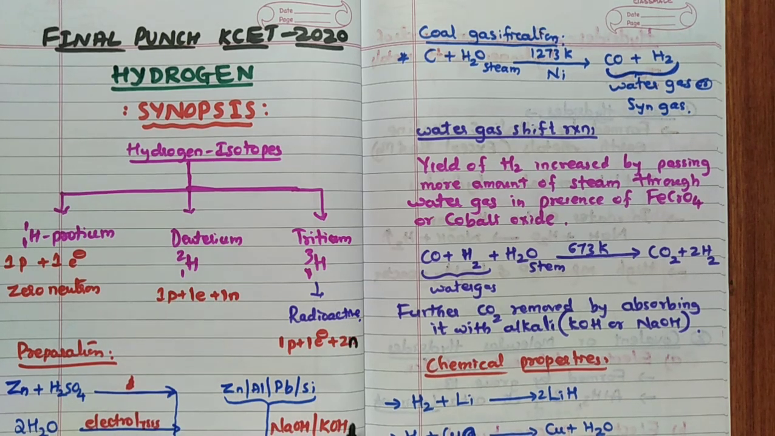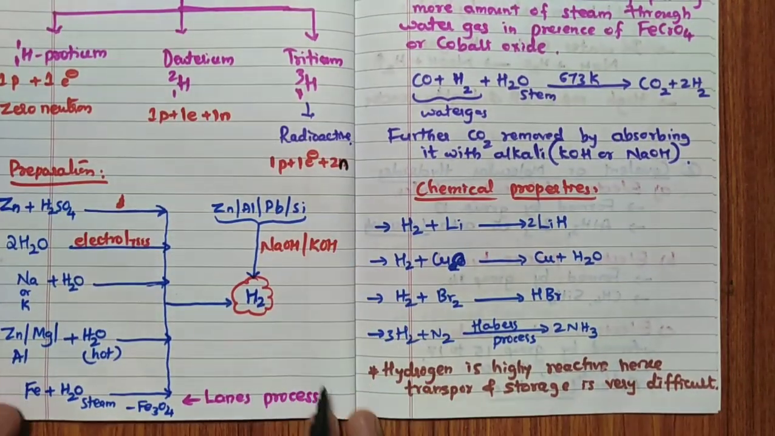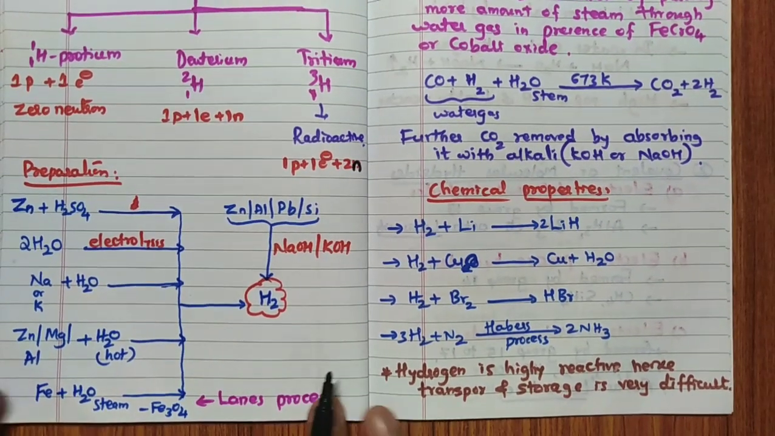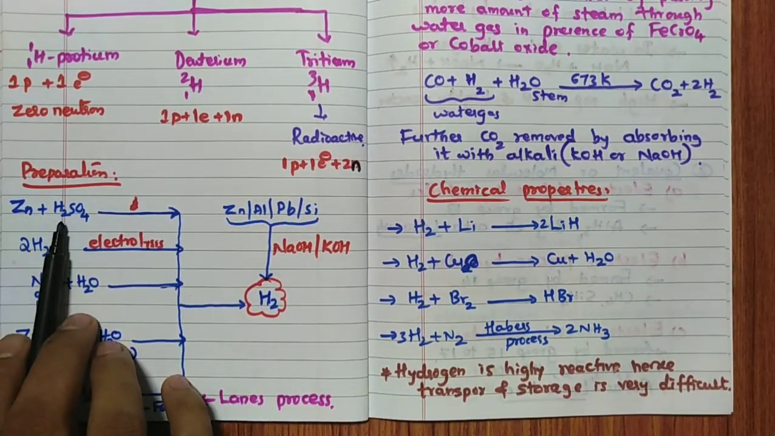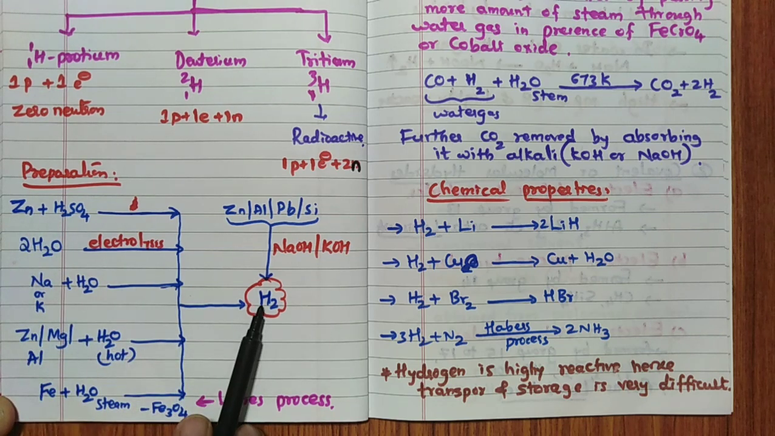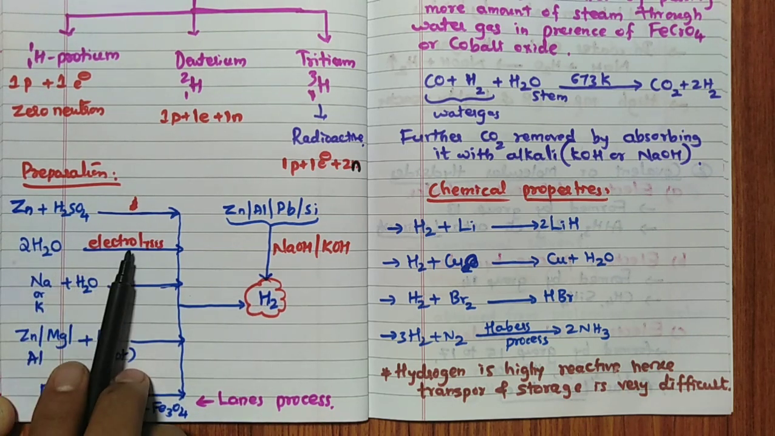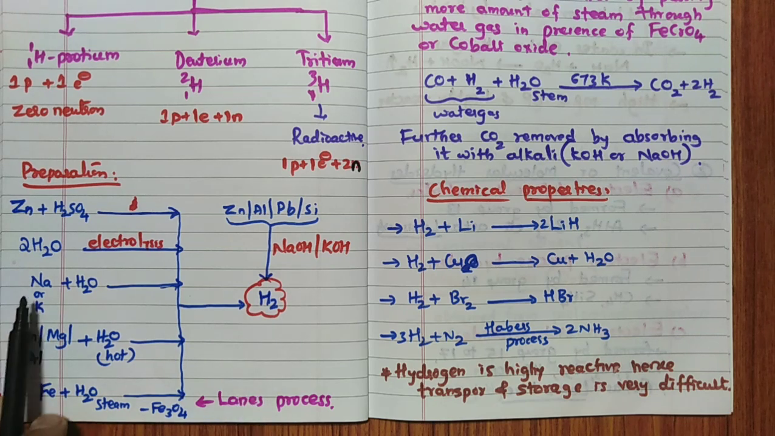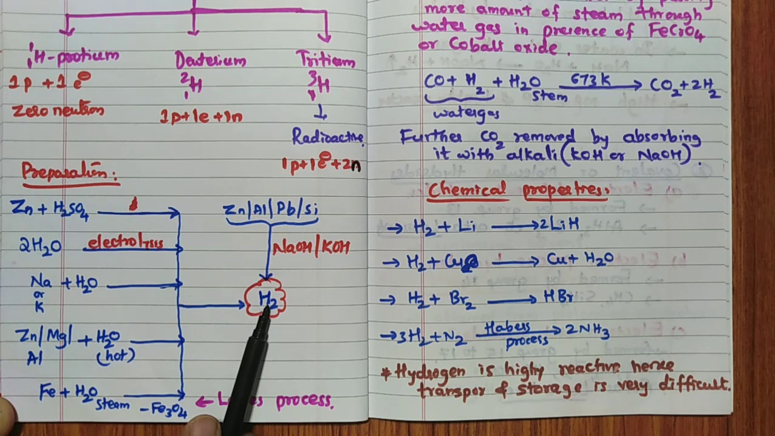Remember this point. Then preparation of hydrogen. Very simple. Remember this flow chart. First, zinc plus sulfuric acid liberates hydrogen gas. Electrolysis of water liberates hydrogen gas. Sodium or potassium with water, highly reactive, liberates hydrogen gas. Zinc, magnesium or aluminum react with hot water and liberate hydrogen gas. Iron reacts with steam to form hydrogen gas. This process is called Lane's process. Remember this point, important for NEET, Lane's process.